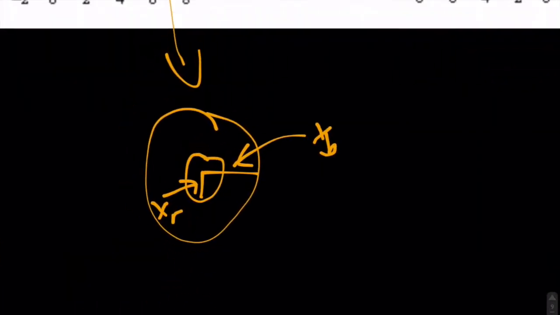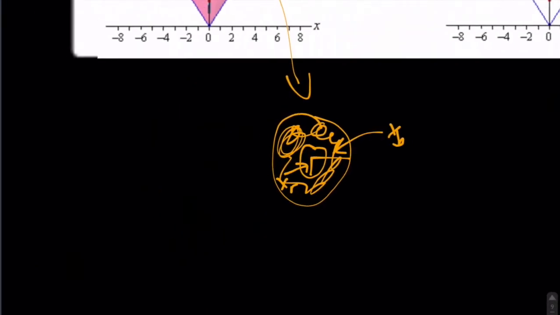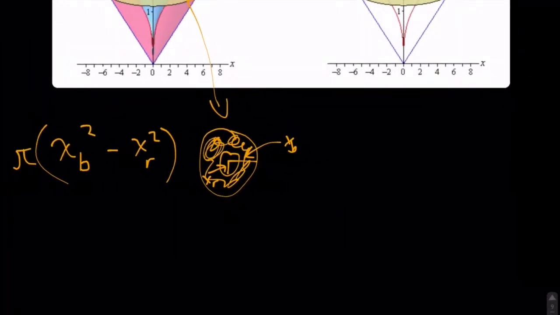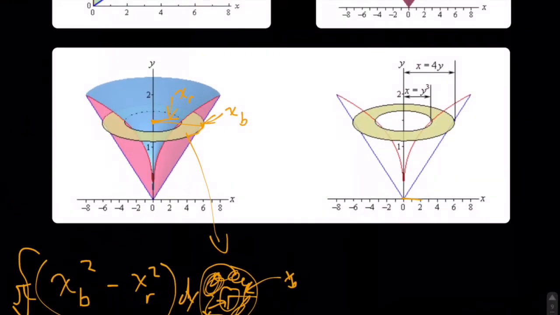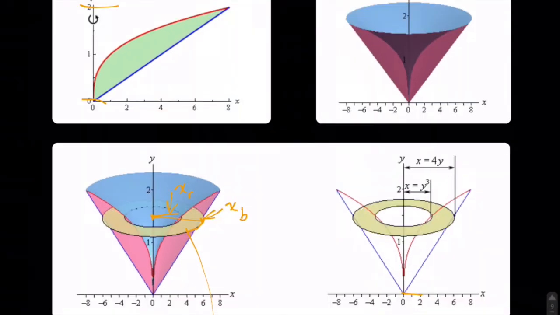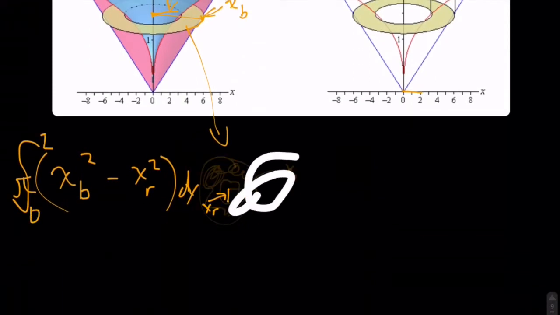So the area of this washer has to equal x of b squared, the outer radius squared, minus x of r squared, all times pi. And if we integrate this with respect to y from 0 to 2, because the y-axis goes from 0 to 2, we'll get the volume, just like the last example.